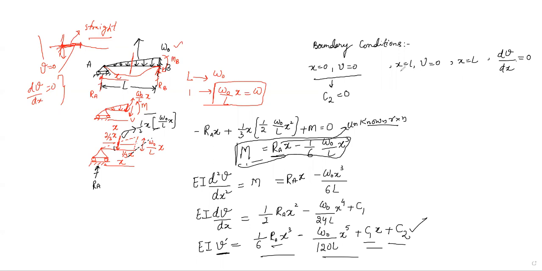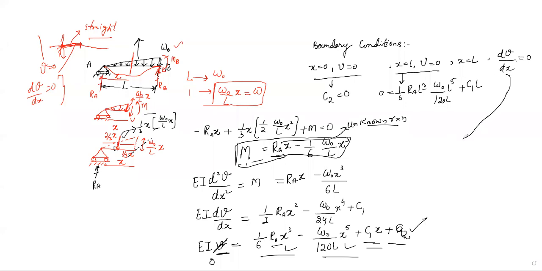Second equation for us is ν is equal to zero at x is equal to L. Now take this equation again. Now ν is equal to zero, so the left hand side is zero. In place of x, we have to write x is equal to L, with C2 equal to zero. So the equation that we will get from this case will be 0 is equal to 1/6 RA L cube minus W0/120 L raised to power 5 plus C1 into L. C2 is already equal to 0.